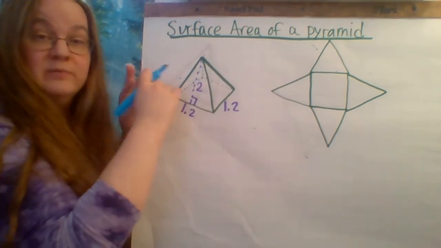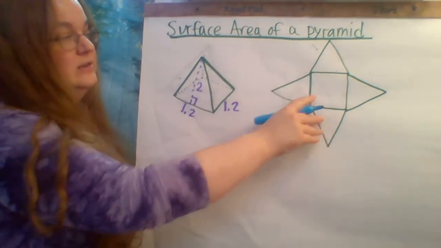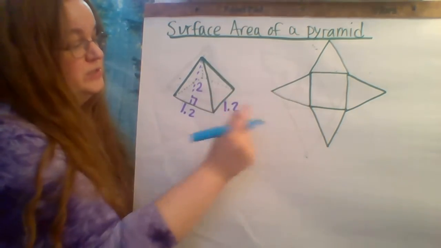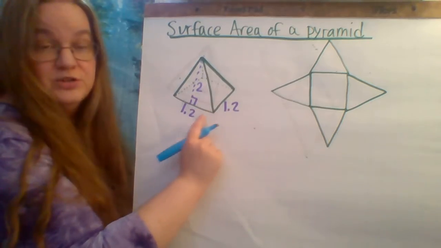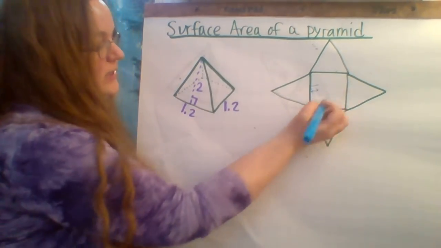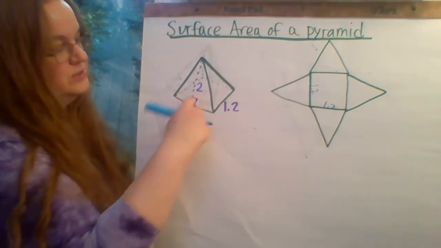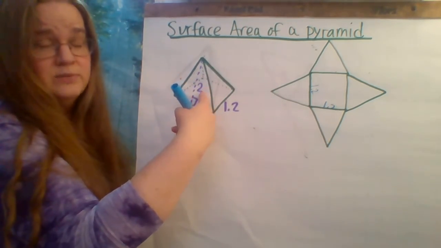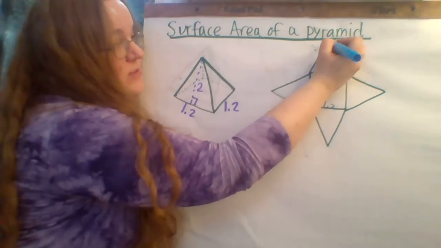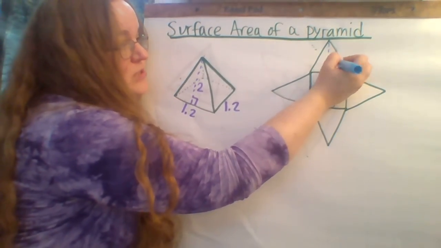So remember that when we unfold a pyramid, the net looks like this. This particular one is a square pyramid because you can see the 1.2 and 1.2. And the slant height, notice it doesn't go to the center like it did with volume. The slant height is along the face. So that's the height of this triangle, which would be 2.